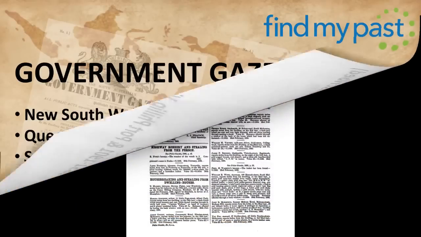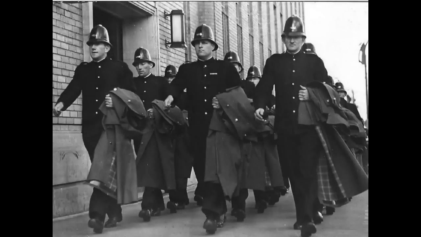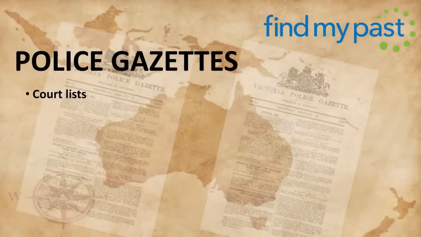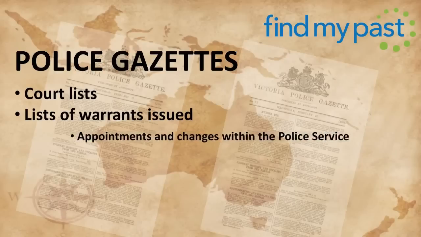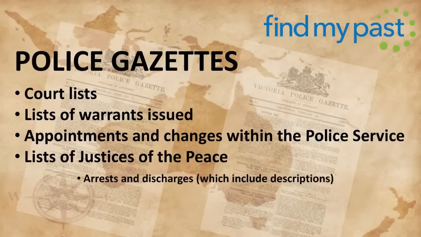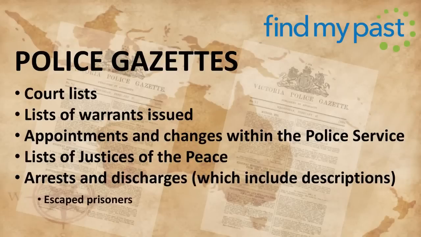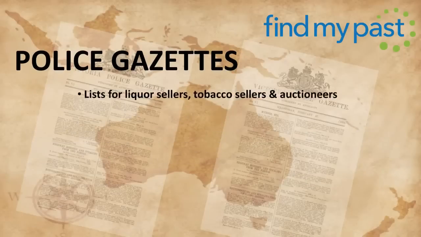Police gazettes were also usually published weekly and were distributed to the police force only throughout the whole state. Therefore, these gazettes contain details and information that cannot be found anywhere else. The information contained in the police gazettes varies a little from year to year, however generally include court lists, lists of warrants issued, appointments and changes within the police force, lists of justices of the peace, arrests and discharges, which usually include descriptions, escaped prisoners, missing persons, as well as lists for liquor sales, tobacco sellers and auctioneers.